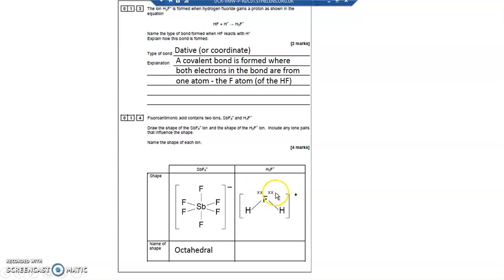Although the lone pairs influence the shape, you actually don't use those to name the shape. You only name the shape according to what you see, i.e. the atoms, and we can see 3 atoms here, and it's a bent shape or a V shape, whichever you prefer.